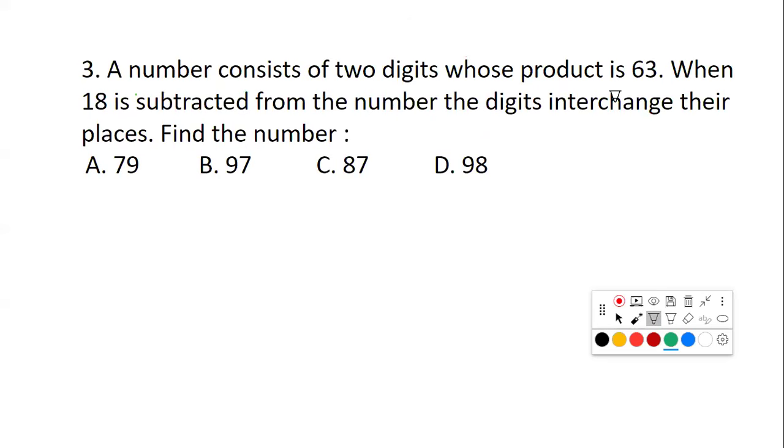Try this. A number consists of two digits whose product is 63. When 18 is subtracted from the number, the digits interchange their places. Find the number. Perfect. Chandu answered it. Others?